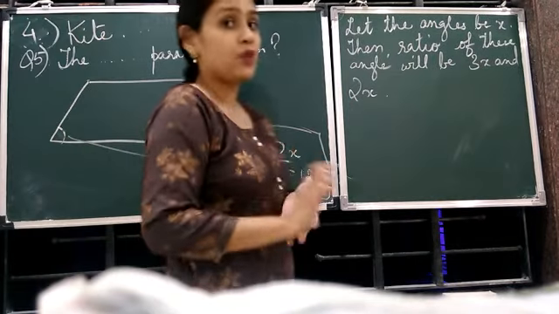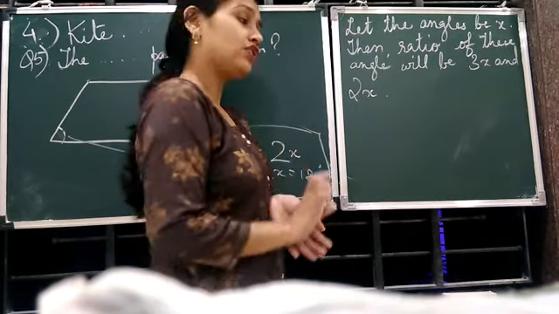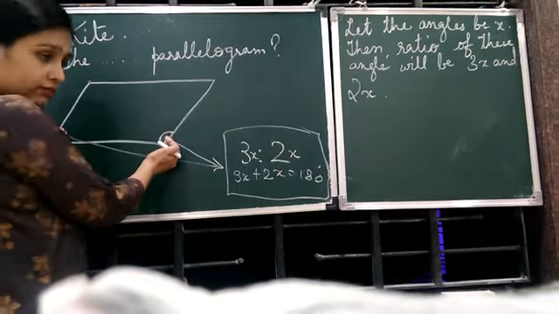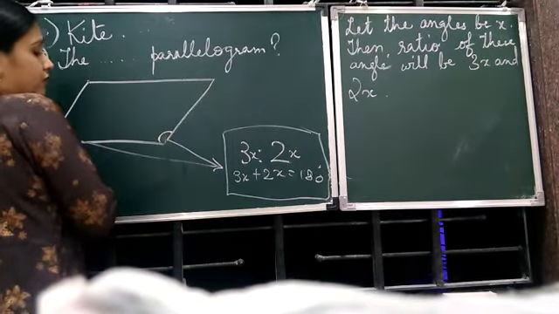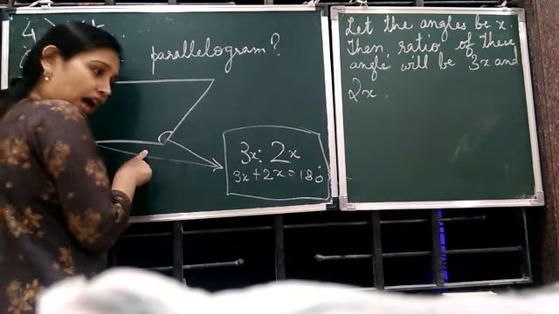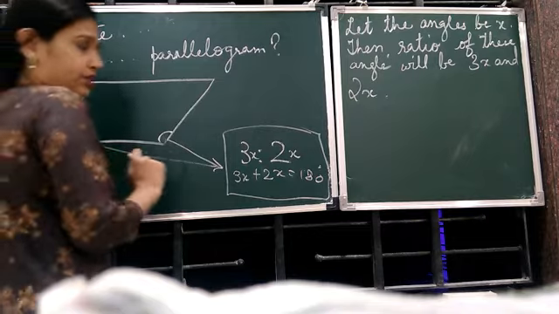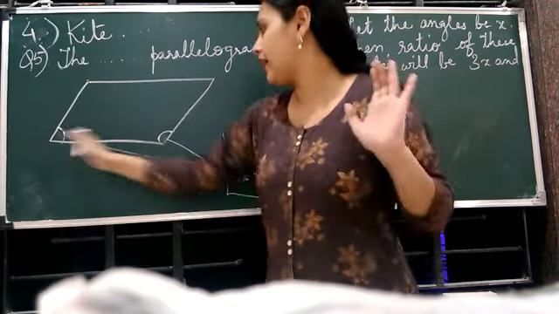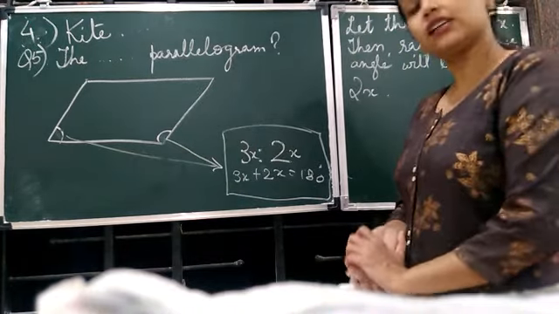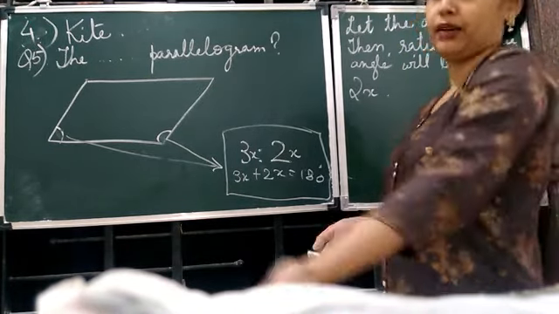Now which property will we use? The sum of adjacent angles. What are the adjacent angles? The ones which are side by side, the angles which share a common arm. You can say that also. So this is an adjacent angle. They are also named consecutive angles, the ones which come one after another.